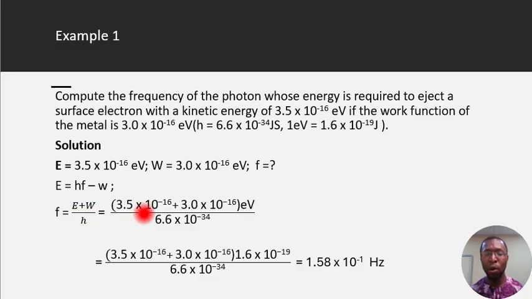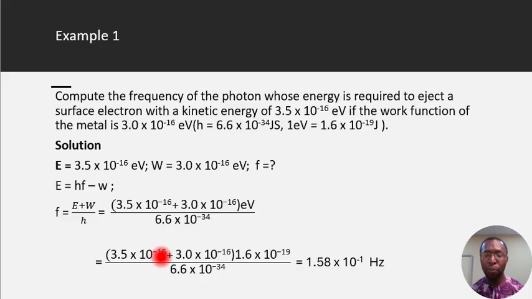Now coming here to substitute those values, the value of E we know is 3.5 times 10 to the power minus 16, then plus the value of W, which we know is 3.0 times 10 to the power minus 16. All are in electron volts, so we open and close bracket and write our electron volts, all over the Planck constant, which is H, and that has been given to be 6.6 times 10 to the power minus 34.